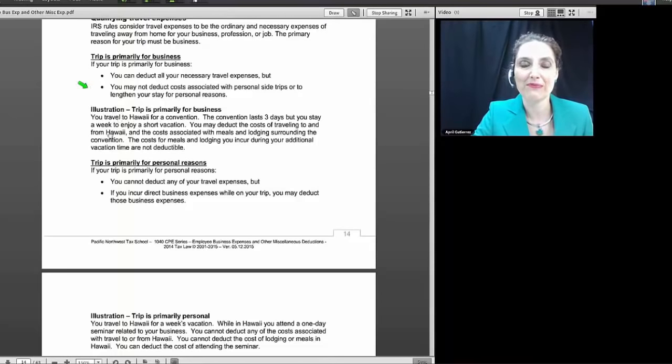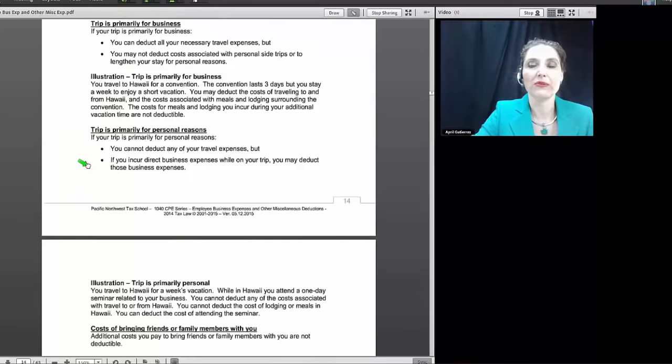And one of my favorite vacation places is Hawaii, so I have a couple of Hawaiian vacation concepts here. You travel to Hawaii for a convention, and the convention lasts 3 days, but you stay a week to enjoy a short vacation. You may deduct the cost of traveling to and from Hawaii and the costs associated with meals and lodging surrounding the convention. The costs for meals and lodging you incur during your additional vacation time, however, are not deductible.